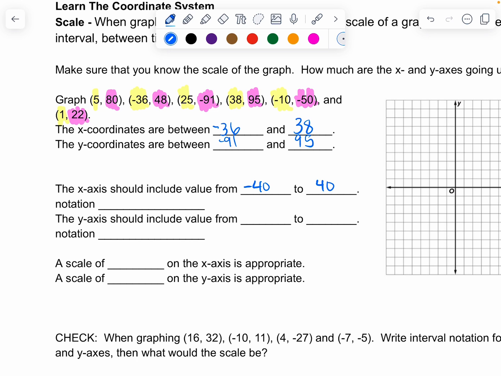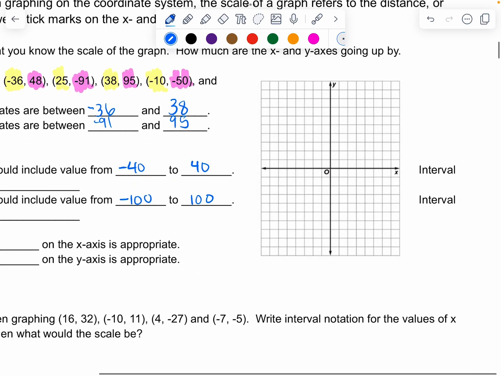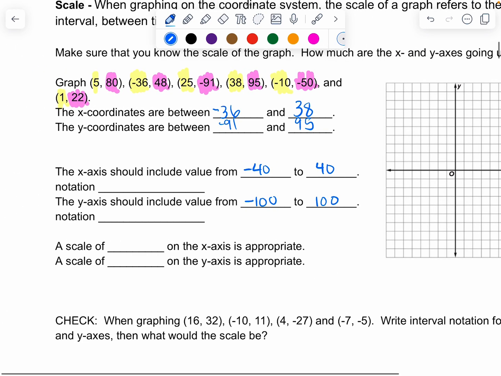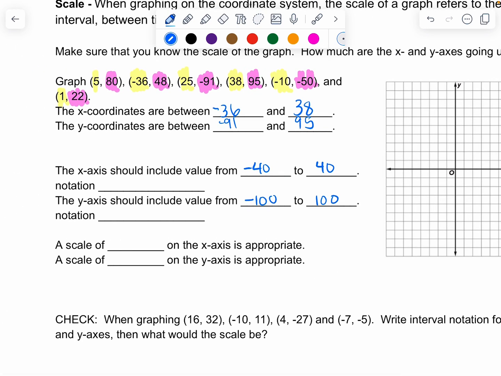The y-axis should include, to keep it nice and rounded, I'm going to say -100 to 100. So the first part of this word is over here, interval notation. Okay? So interval, you know what? I can write it right here. Notation. Interval notation.